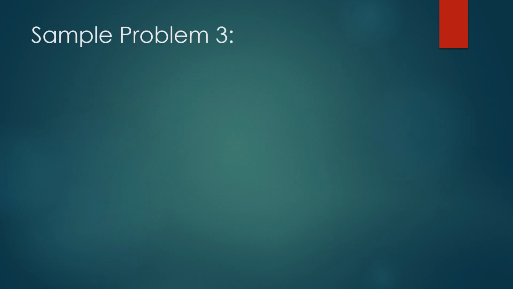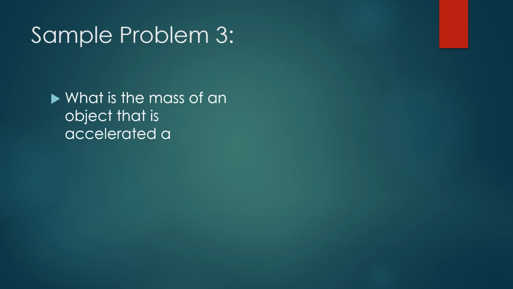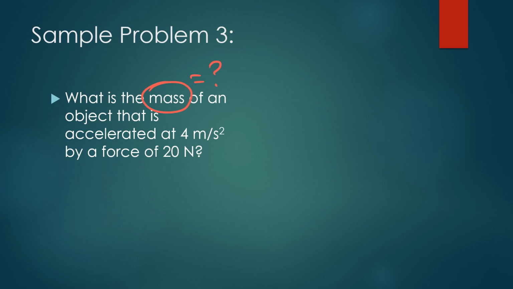Problem number 3. What is the mass of an object accelerated at 4 meters per second squared by a force of 20 newtons? The mass of the object is unknown, while its acceleration is 4 meters per second squared, and the force applied causing that acceleration is 20 newtons.